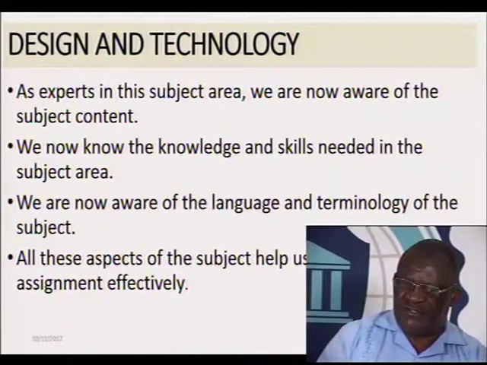As experts and students in this subject area, we should be aware of the overview, the content area of the subject. We now know the skills and the concepts which are covered by design and technology. We are also aware of the language and the terminology of the subject area. For example, in ordinary language we talk of dirty, while in design and technology we talk of pollution. We also talk of qualities of metal. In ordinary language we say metal bend, but in design and technology we talk of malleability. So we should be aware of the jargon of the subject so that we can answer our questions effectively.